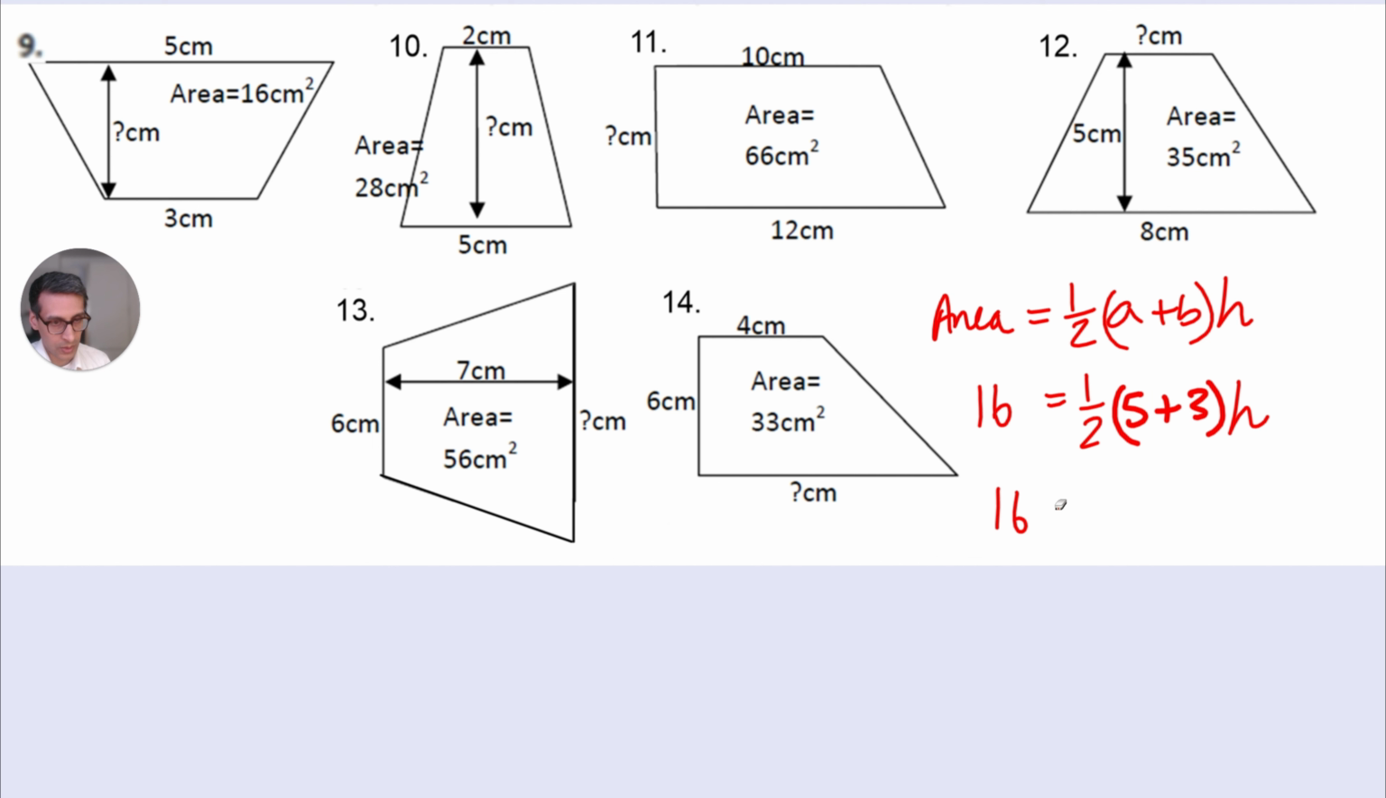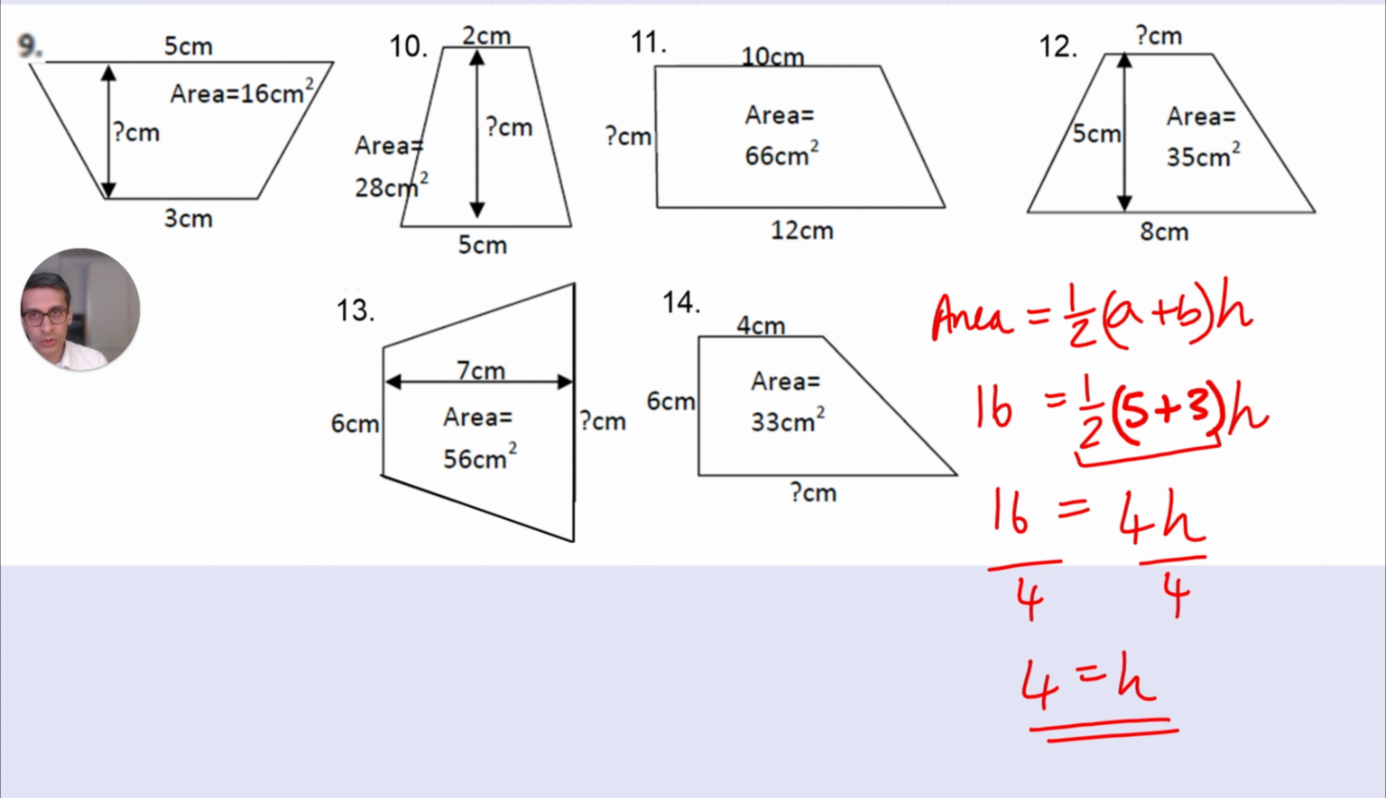So then this becomes 16 equals half. 5 plus 3 is 8. So half times 8, we can actually just do that straight away. It's going to be 4. So all of that becomes 4. So it's 4h. And then we divide both sides by 4, and we can see that h is equal to 4.